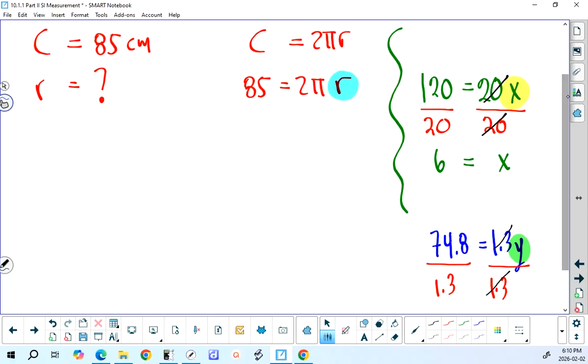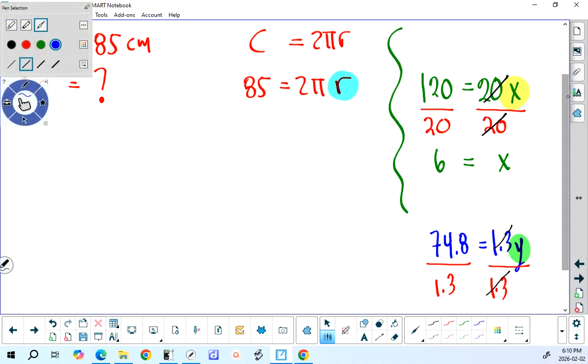So what happens here? I need to take both sides of this equation and divide them by 2 pi. So what I'm going to get is r is equal to 85 over 2 pi, because the 2 pi's cancel.